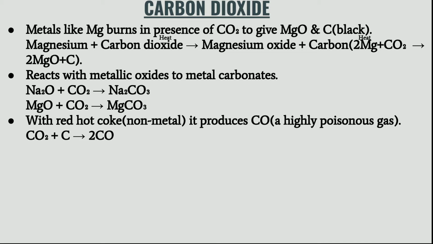Then it reacts with metallic oxides to form metal carbonates, like Na2O combines with CO2 to form Na2CO3. Even MgO combines with CO2 to form MgCO3. Then when carbon dioxide is passed through red hot coke, which is a non-metal, it forms carbon monoxide, which is a highly poisonous gas.